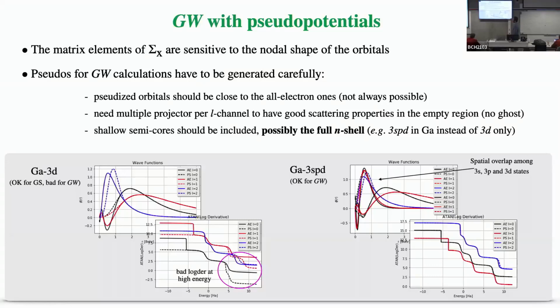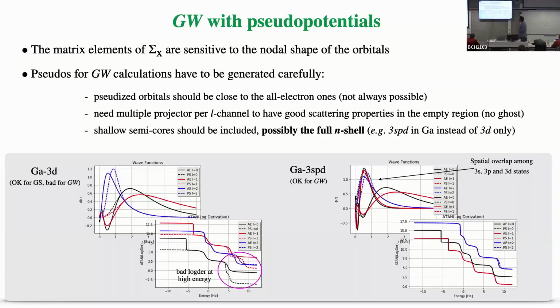If I look at this plot, what I see is that this pseudopotential has good scattering properties for occupied states, but it fails to reproduce the scattering properties of the all-electron atom at high energy states. This is important for GW applications. And most importantly, the 3s and 3p states are not included in the pseudopotential. Now, it is very well known that this configuration is okay for ground state. If you want to do structural relaxation, band structure, or molecular dynamics, this pseudopotential is perfectly fine. But this is not what I would recommend for GW calculations.